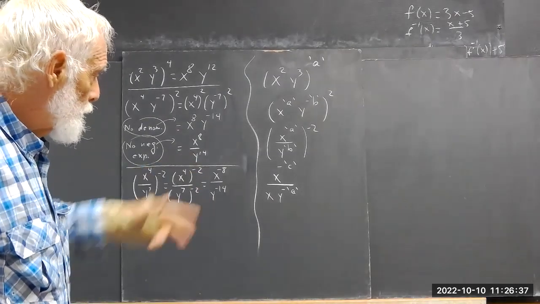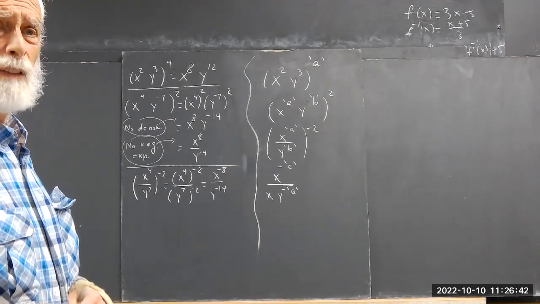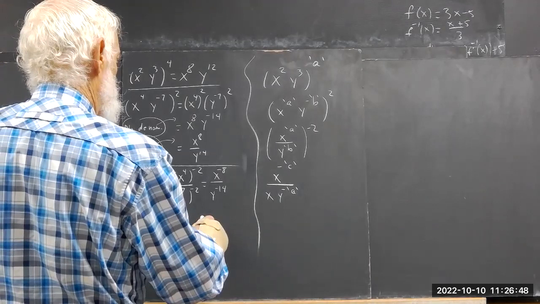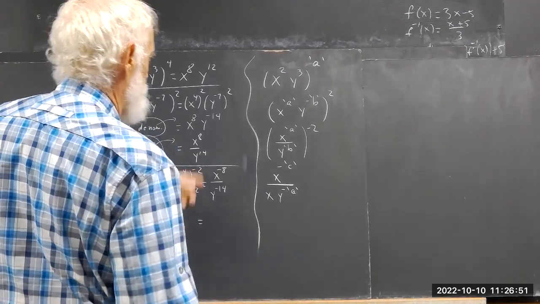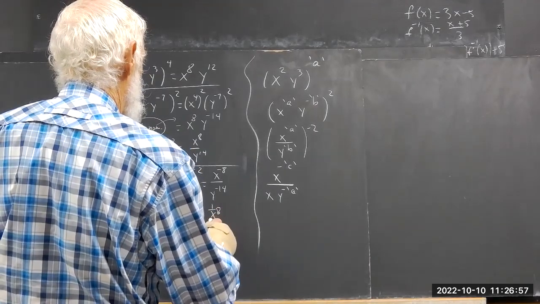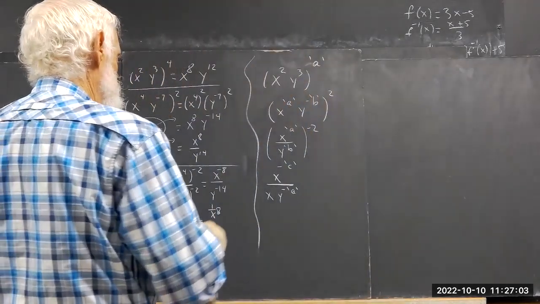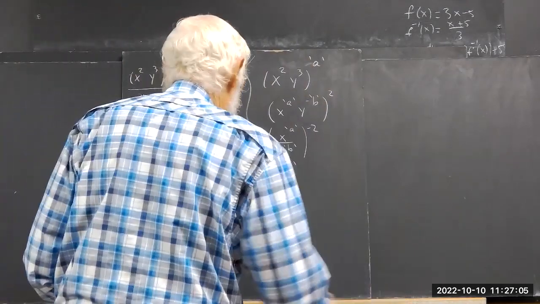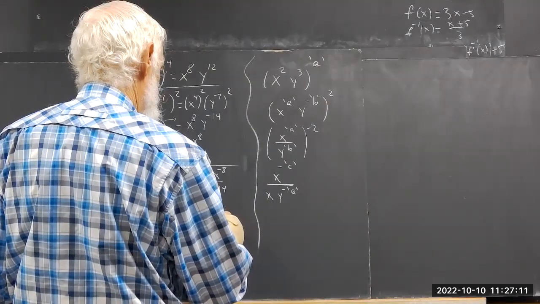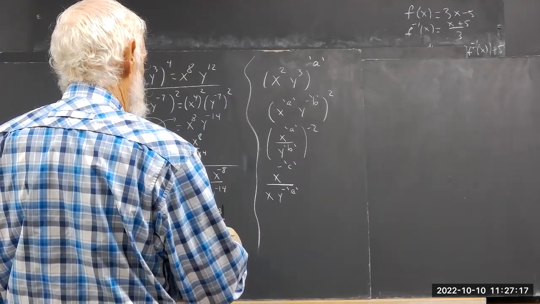Now that's kind of a weird form. It's got negative exponents and it's got denominators. You don't want to have both. So we write that down as, well, x to the negative eighth is 1 over x to the eighth, and this should be over 1 divided by y to the 14th.